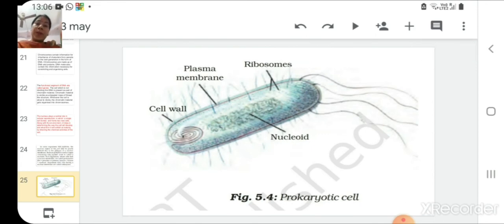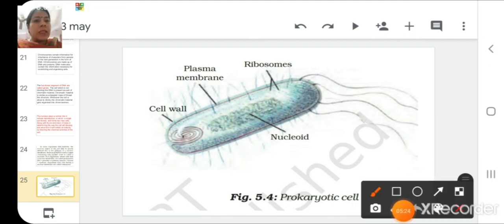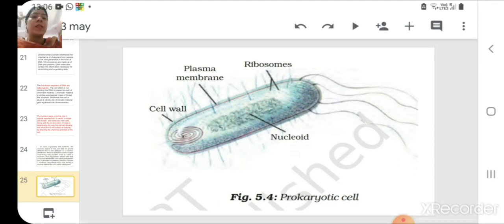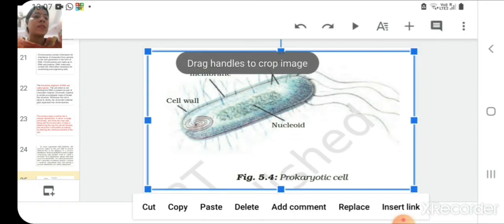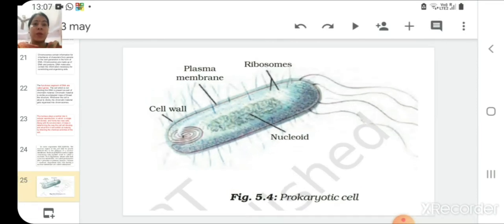So here you can see the picture of prokaryotic cell, or you can say that it is a bacterial cell. In this bacterial cell, you can see this particular part is some highly demarcated part. So this part is nucleoid. In this nucleoid part, you will see that there is no nuclear membrane. It is not packed in any membrane. And in this bacteria, you can also see some ribosomes are there, which help this bacteria to produce its own protein. For protein synthesis, these ribosomes help.